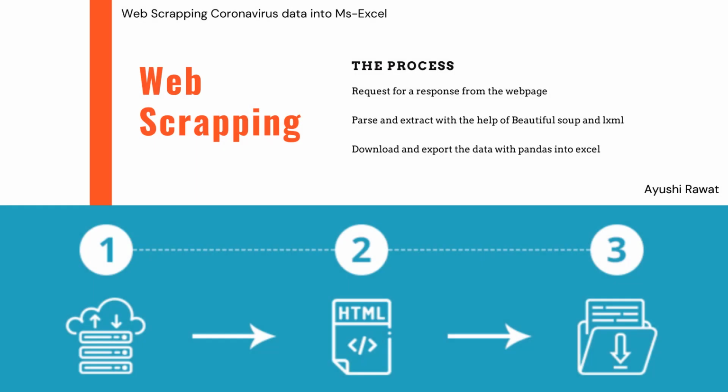Now let's look at the process. It involves 3 steps. Request for a response from the web page. That is, first we need to get the request to scrape from a website. Second, parse and extract with the help of Beautiful Soup and LXML. And last, download and export the data with Pandas into Excel. It will be clearer to you once we code.